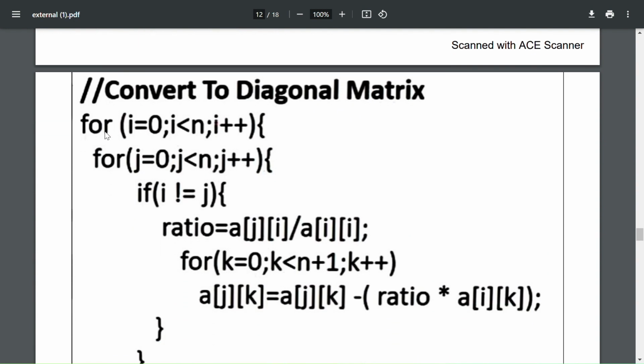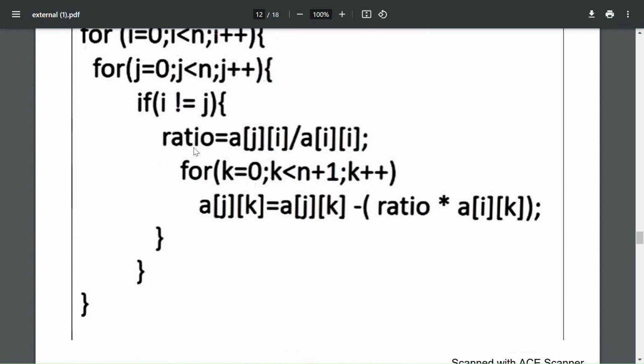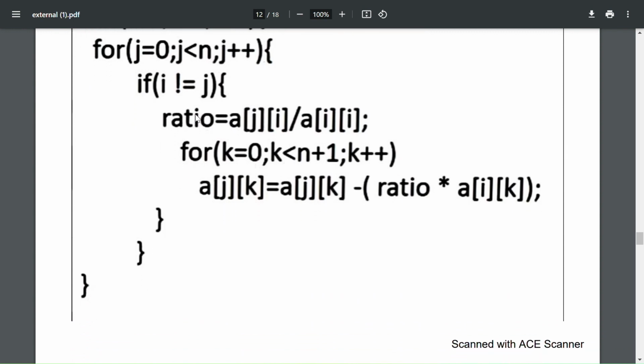So first we will start a loop for i equals 0 to n. Then inside the i loop we have another for loop for j equals 0 to j less than n. Then we will check the condition if i is not equal to j. Then we will initialize ratio equals a of ji divided by a of ii.